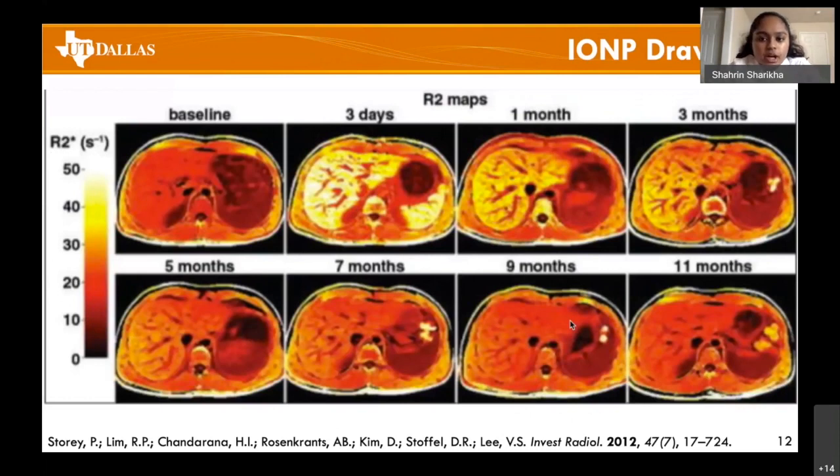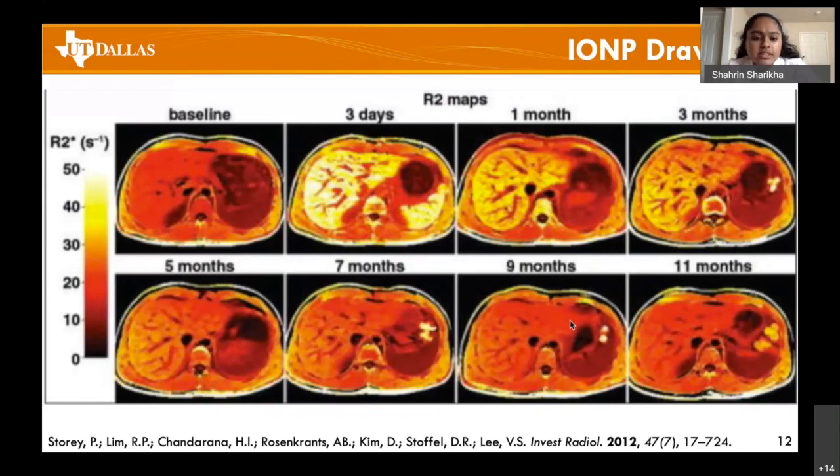So even though iron oxide nanoparticles do have their advantages, they're biocompatible and stable and can be functionalized for a variety of different applications, they do have their drawbacks.